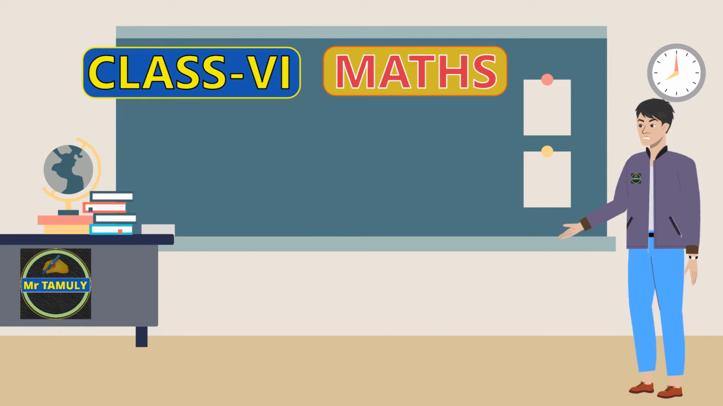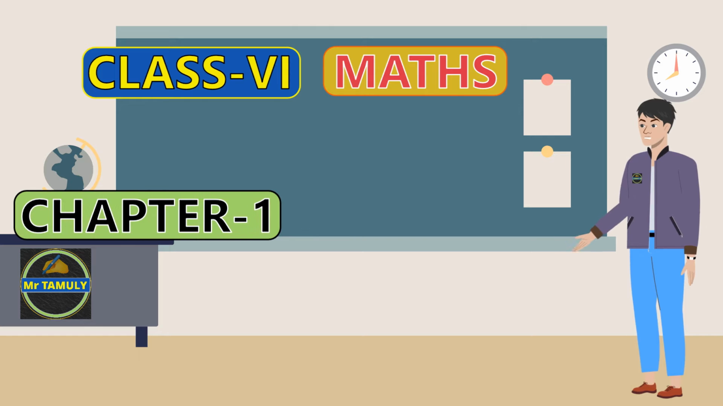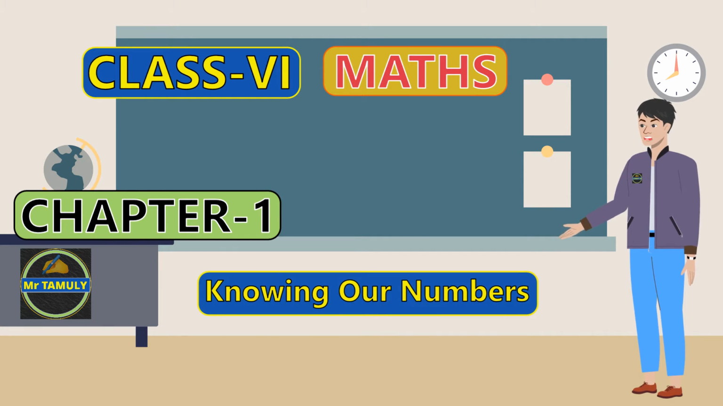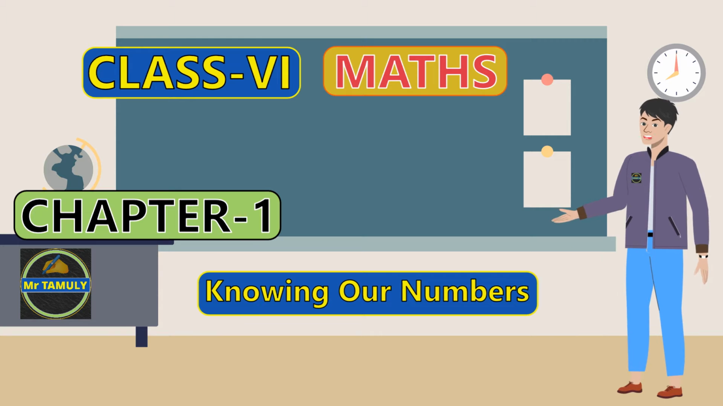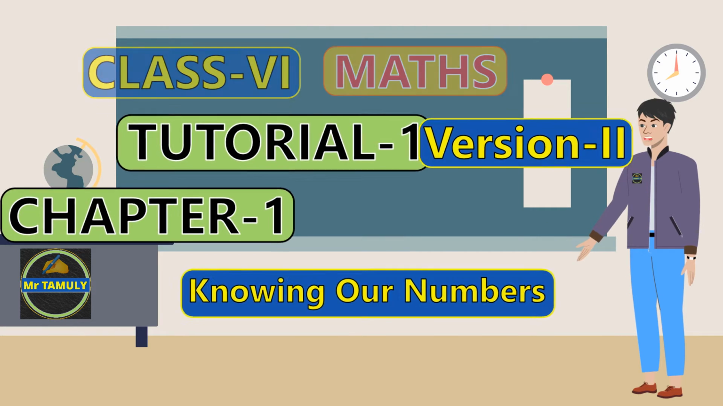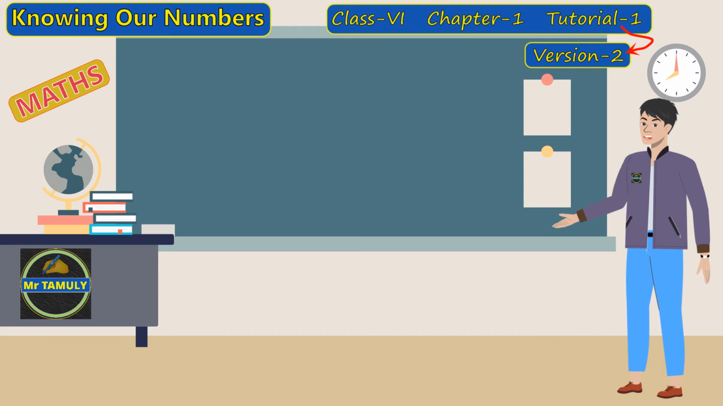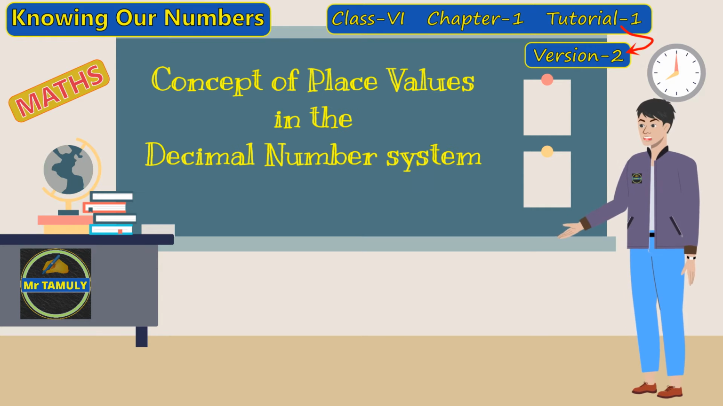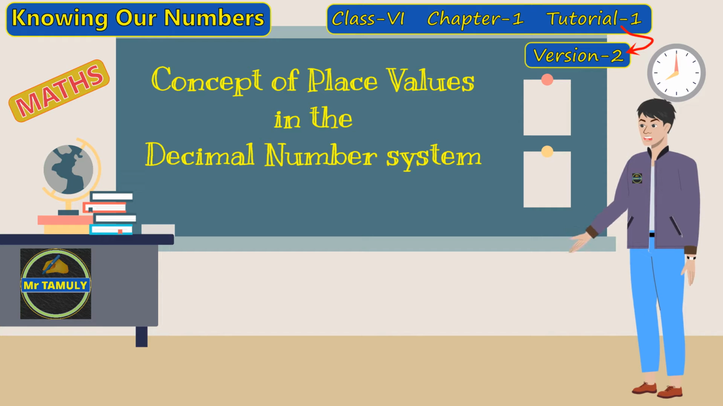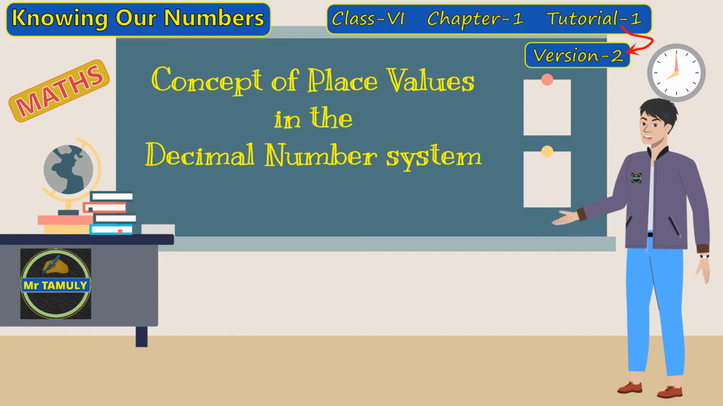This series of tutorials is for the first chapter of your textbook. The name of the chapter is Knowing Our Numbers. This tutorial is an upgraded and improved version of the tutorial number 1. In this tutorial we shall learn one of the very basic concepts of the decimal number system, which is the concept of place values. In other words, we shall learn the method of writing numbers in the decimal number system. I shall explain the concept of place values using animations and images.